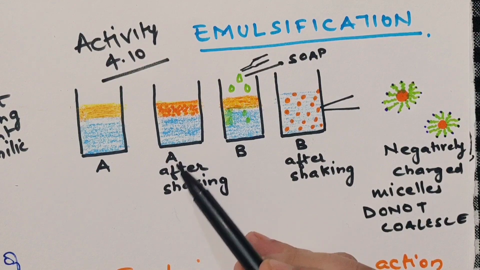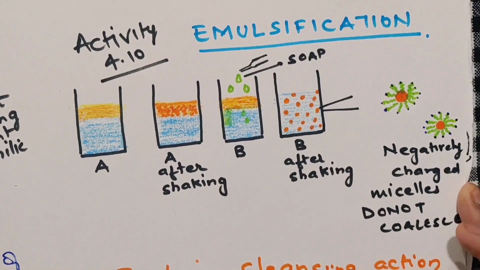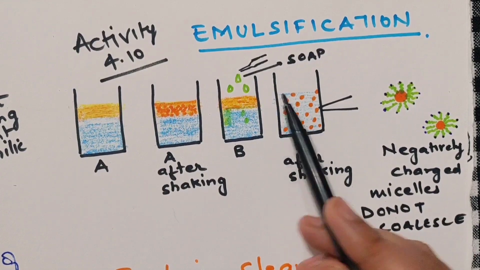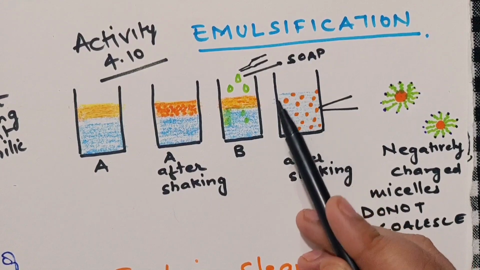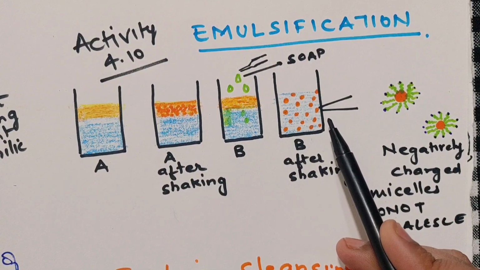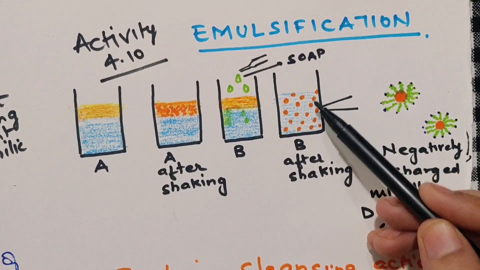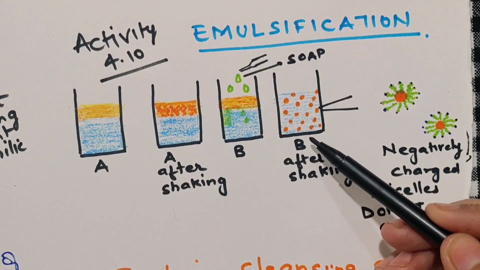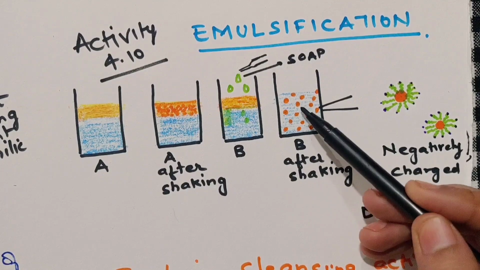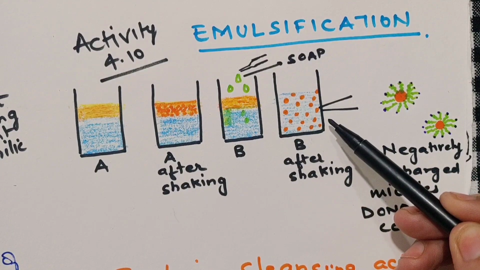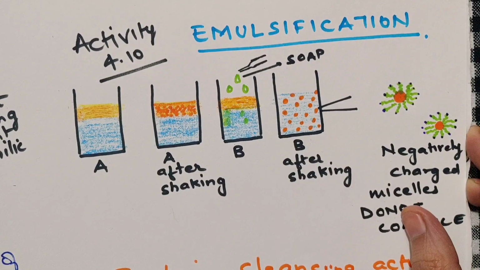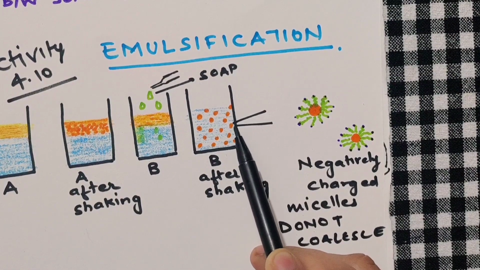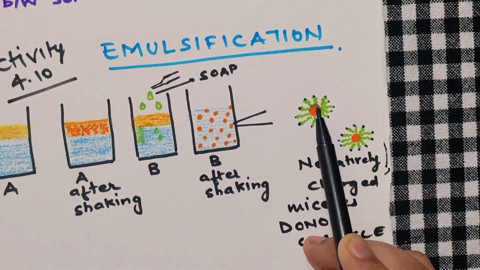So oil and water would still be separated. But if you have added soap, the soap will emulsify the mixture. Emulsify the mixture means the oil droplets would still be formed, but they would not be able to coalesce or come together. They would not form the layer again. They would remain suspended throughout the water. If you take a closer look at the oil droplet, it's not just an oil droplet, it's a micelle again.